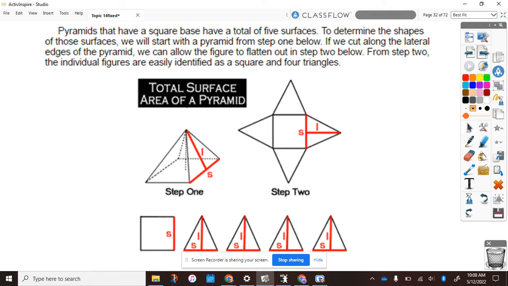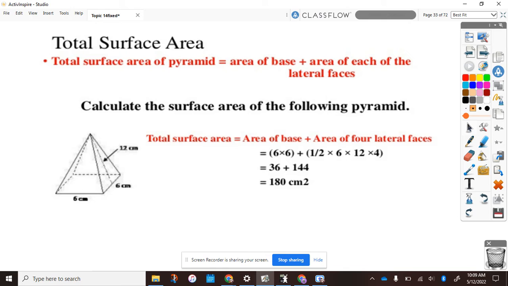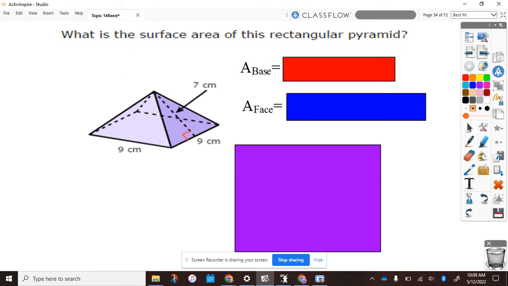Okay, go ahead and skip over that. Skip over this one. Okay, this time we're going to talk about total surface area.